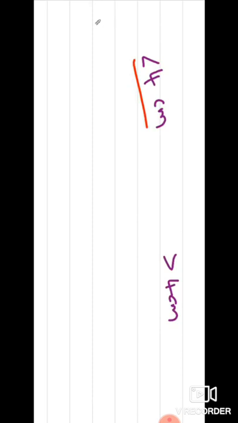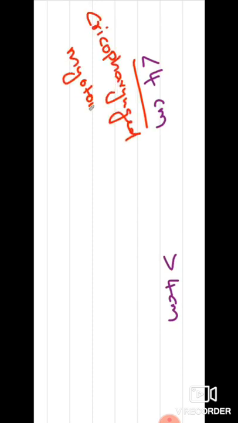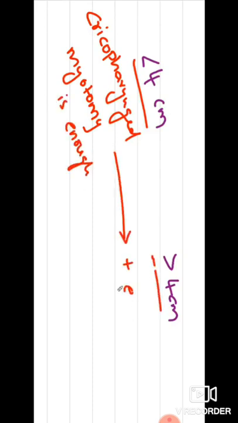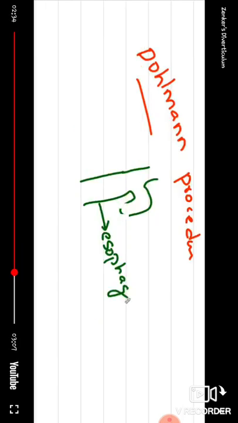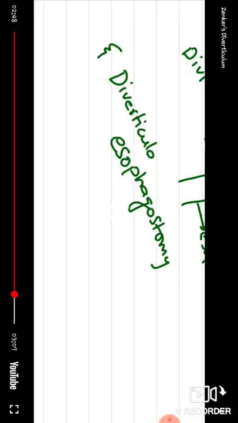Coming to the excision, if the diverticulum is less than 4 centimeters, only cricopharyngeal myotomy is sufficient. But if the size of the diverticulum is more than 4 centimeters, along with cricopharyngeal myotomy, excision of the sac will also be done. The septum between the esophagus and diverticulum will be divided, and this is done by using a linear cut.